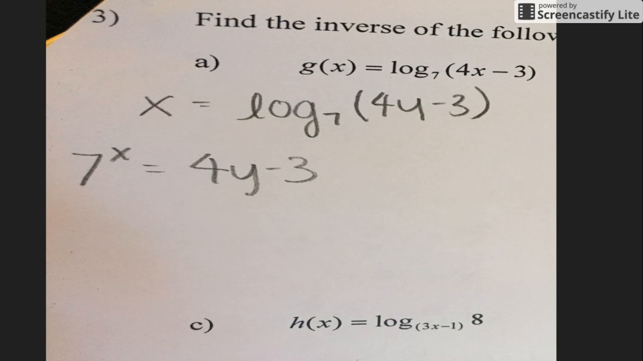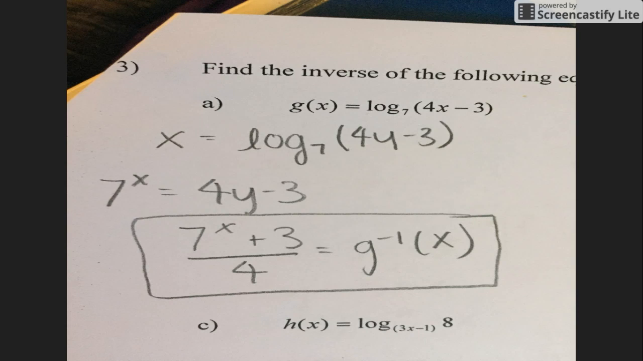Then you would put it into exponent form. And so since the answer to the log equation is the exponent, you would take the base 7 and put it to the x, and then equals 4y minus 3. And then you would just do simple algebra and add the 3 to the 7 to the x and divide it all by 4. And that's all for that one. That one's pretty simple. As long as you know how to convert from log to exponent form, it's okay. And then just make sure you change the notation from y to g to the negative 1 of x.